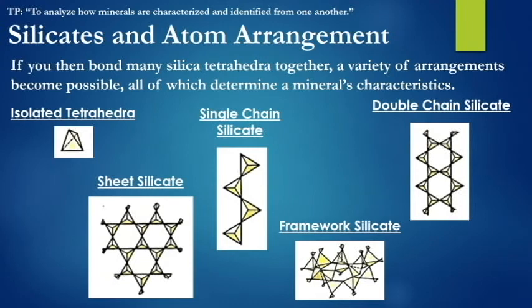So if you bond these individual tetrahedra together, you can get lots of different arrangements. You can get minerals that have isolated tetrahedra. You can have sheets of tetrahedra. You can have a single chain of tetrahedra, framework, double chain. These are all, again, the arrangement of the atoms, the arrangement of the tetrahedra will determine the mineral's characteristics.